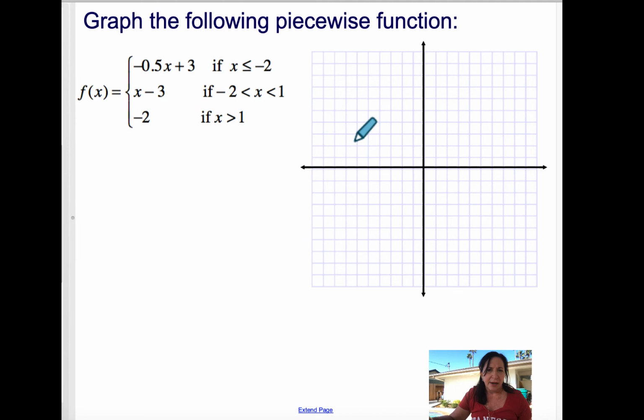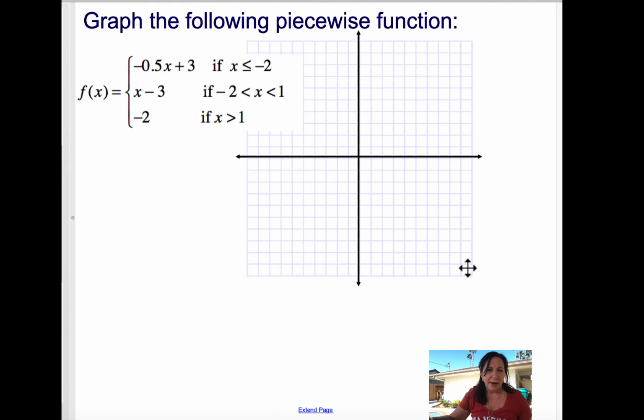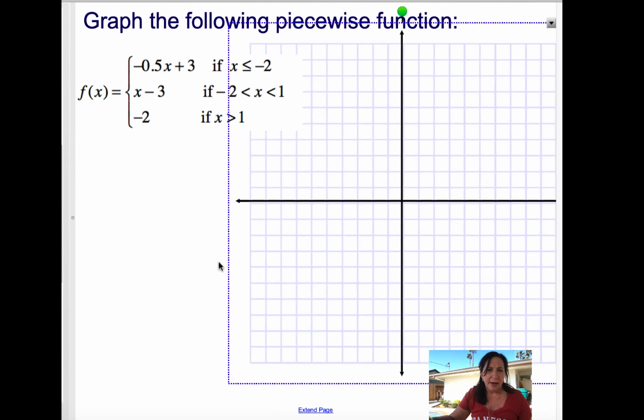Again, I would pause the video, graph your lines, and let's practice. Just check to see if you can create the lines that fit the constraints and restrictions.